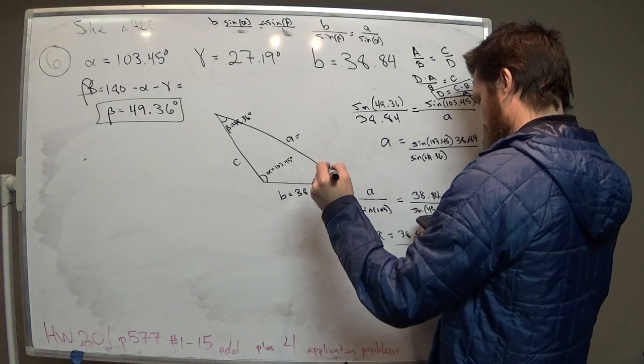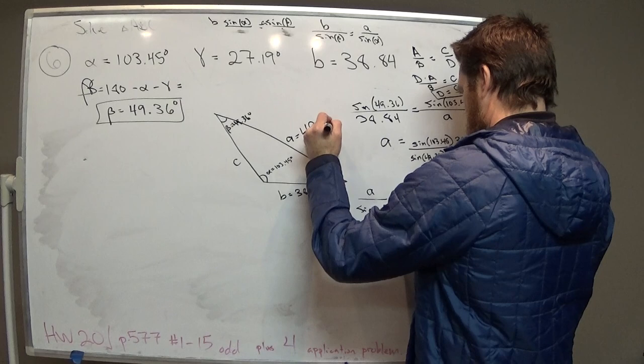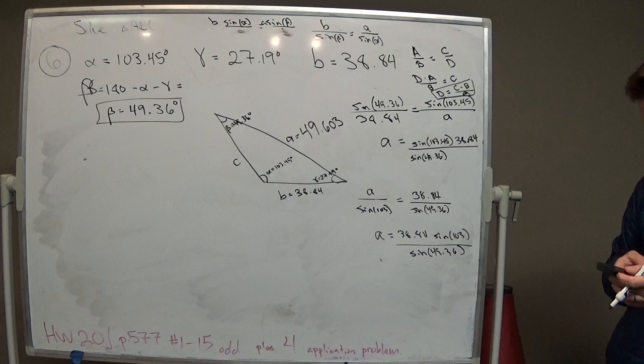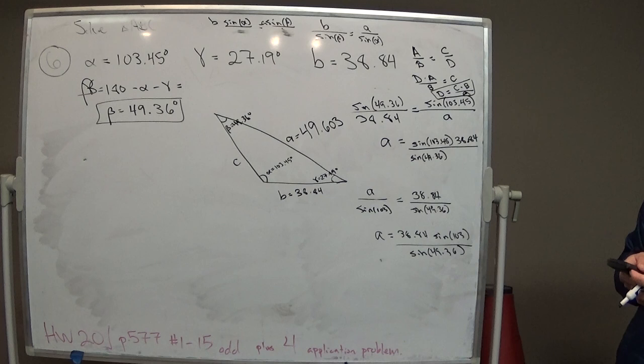I might have, 49.603. Oh, that's what I get. Let's see, sine. I'm sure I did it right. 38... wait, how do you... 0.84 sine 49. Ah, I'm wrong. 49.36.